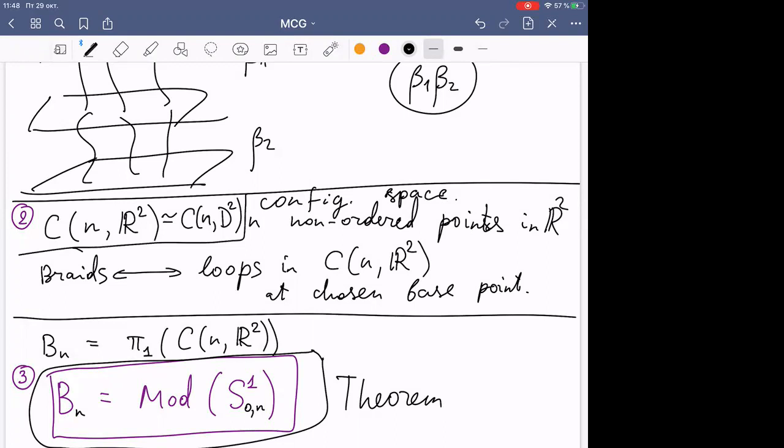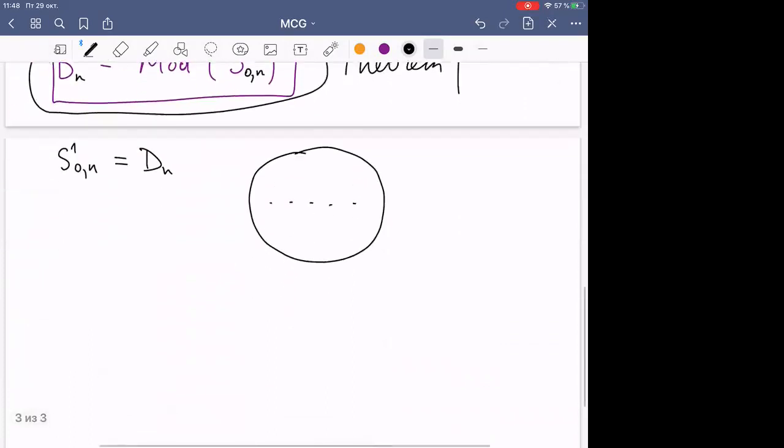So it is better to think here about the configuration space of endpoints in D^2, where the base point corresponds to a configuration of endpoints inside D^2. We do not want to consider points on the boundary. Okay, so let us prove the theorem.